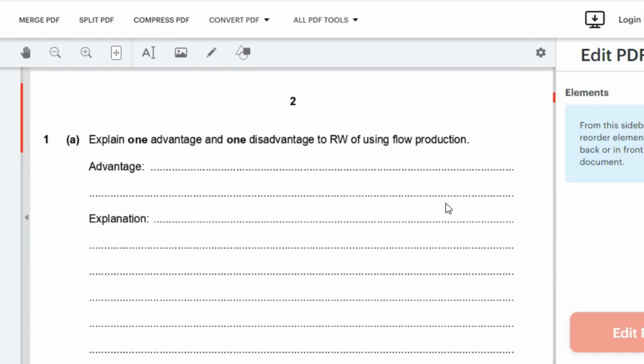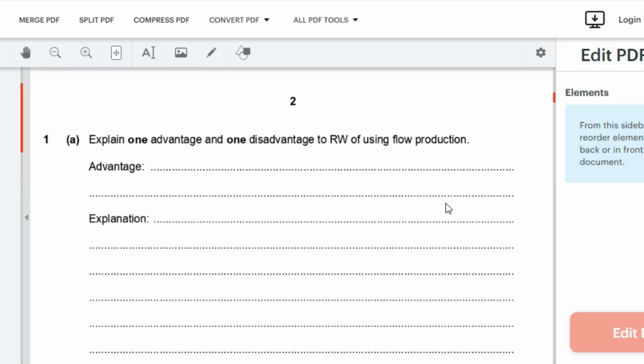Question 1A, we have to explain one advantage and one disadvantage to RW of using flow production. Of course, RW here is the name of the company they are referring to, and here we have flow production. I believe we know what flow production is before. Now we have to list out one advantage and one disadvantage, and of course we have to give the explanation for each advantage and disadvantage mentioned.